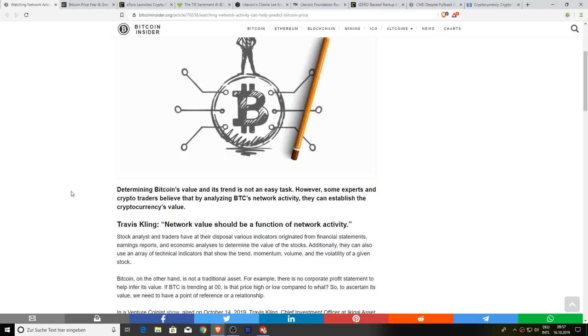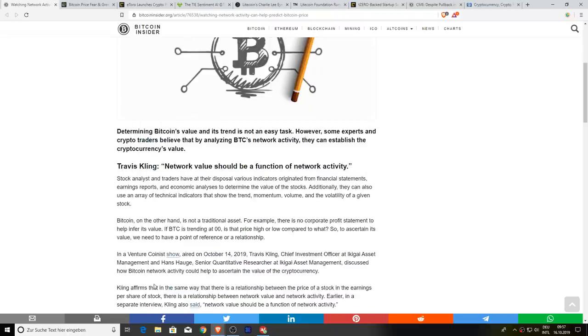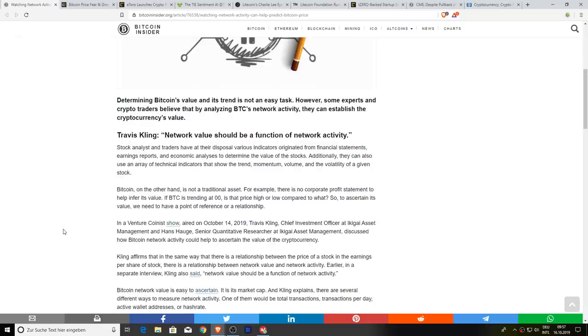In a Venture Coinist show, which happened on the 14th of October, Travis Kling, Chief Investment Officer at Ikigai Asset Management, and Hans Hauge, those are a lot of names, not going to read all those, discussed how Bitcoin network activity can help ascertain, again, the value of the cryptocurrency. Kling affirms that in the same way that there is a relationship between the price of a stock and the earnings per share, there is a relationship between network value and network activity. Earlier in a separate interview, Kling also said network value should be a function of network activity.